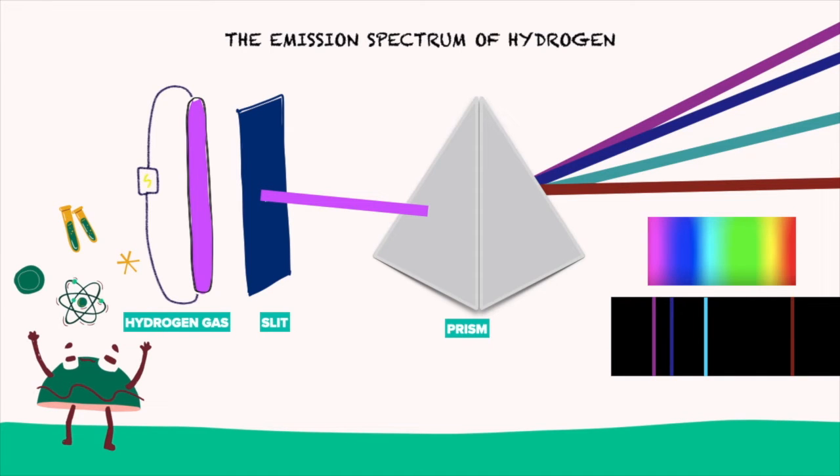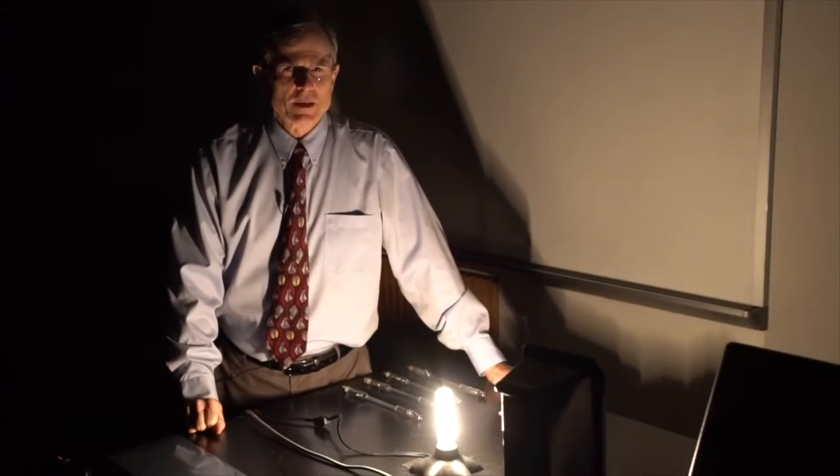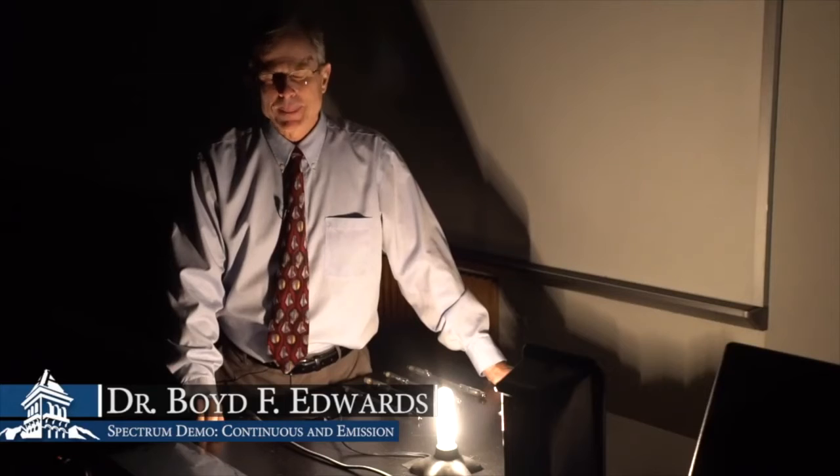The 4-color spectrum of hydrogen has specific wavelengths. The violet light at 410 nanometers, the blue-violet at 434 nanometers, the blue-green at 486 nanometers, and the red, the last one, at 656 nanometers. Please take a look at the real demonstration of hydrogen spectra by the physics demo lab.